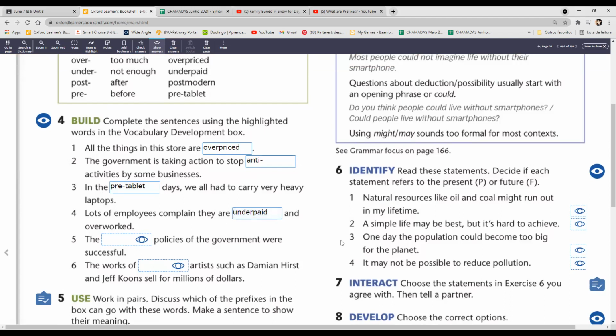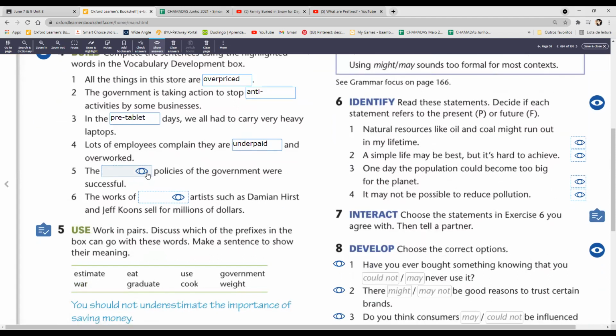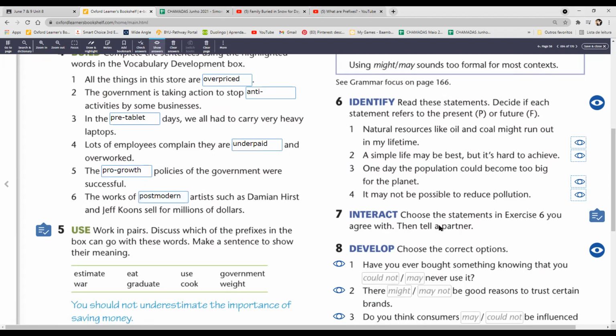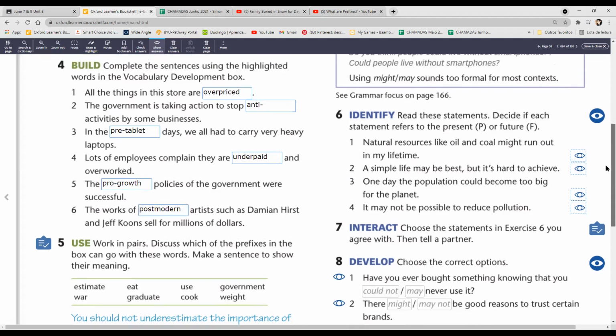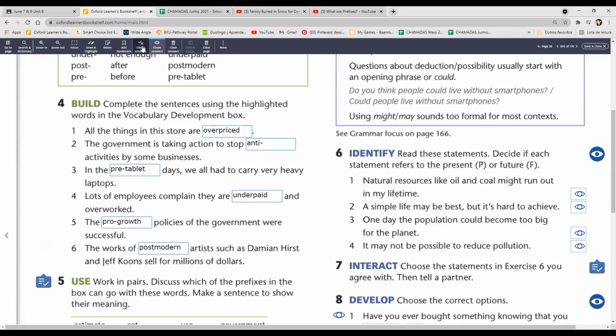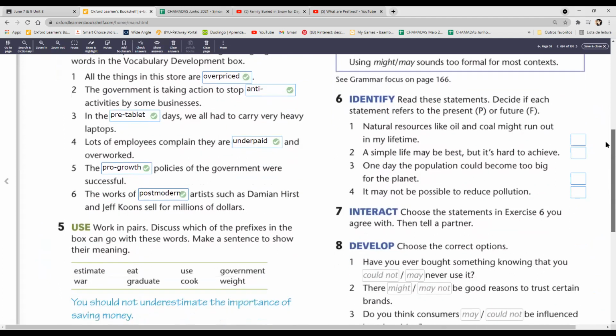Number 4, underpaid. Very good. Number 5, pro-growth. Okay, pro-growth. Number 6, postmodern. Yes, postmodern. Excellent. Damien Hirst and Jeff Koons. All right, let's check it out, see if everything is okay. Yes, everything right.